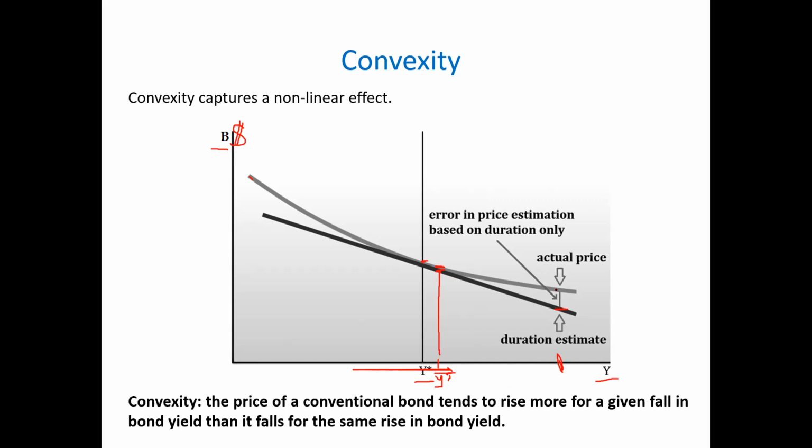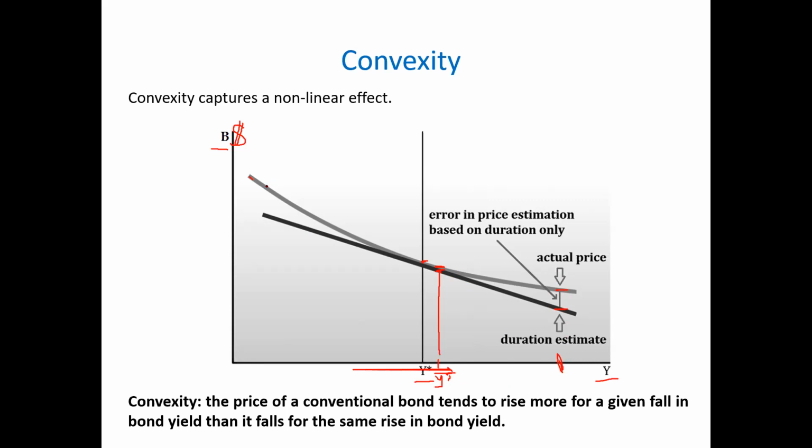But actually, the price has dropped to this level, which is much higher. Why do we have this? You can see this mistake increases compared to this mistake. Here it's just negligible, but here it's quite large. So why do we have this mistake?